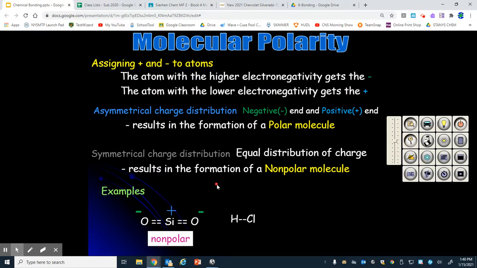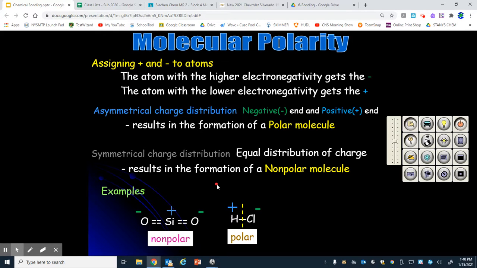HCl is a polar bond, with chlorine being more electronegative than hydrogen. So the chlorine is going to be negative and the hydrogen is going to be positive. Because we can isolate charges, getting a positive charge on one side and a negative charge on the other side by dividing it in that direction, we would make this a polar molecule.